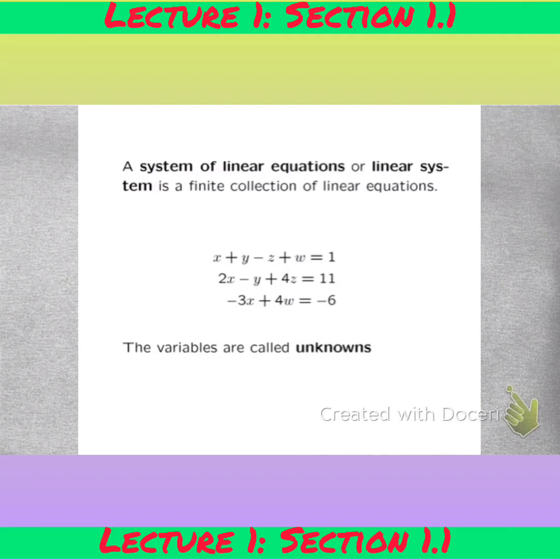Now, we refer to a system of linear equations, or linear system, as a finite collection of linear equations. So this is an example of a linear system because it is a finite collection of linear equations. In fact, it's a collection of 3 linear equations. The variables x, y, z, and w are called unknowns.